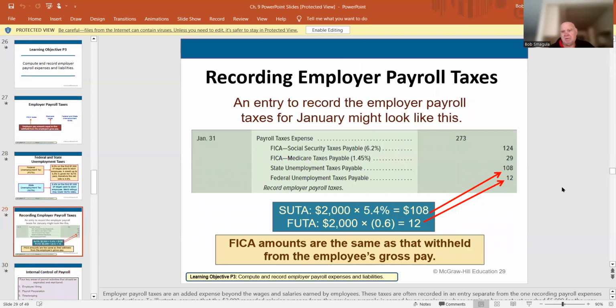And then we record the payroll taxes. We record the employer payroll taxes. Well, the employer pays Social Security, pays Medicare. Those two equal what was taken from the employee's checks. And they also have to pay state unemployment and federal unemployment. You debit payroll tax expense, and you credit the various liabilities.